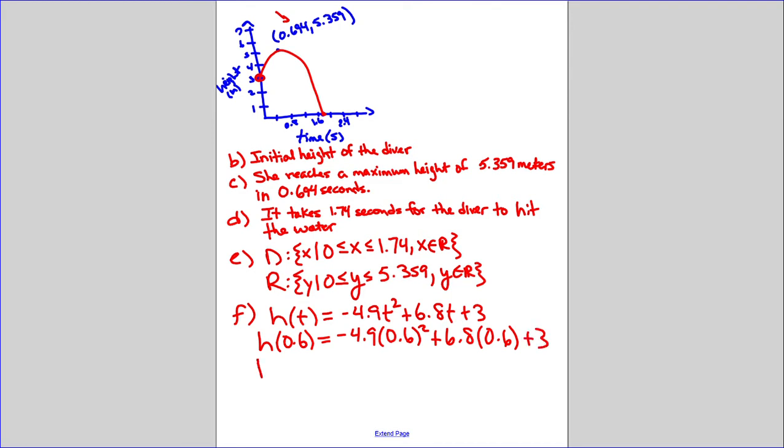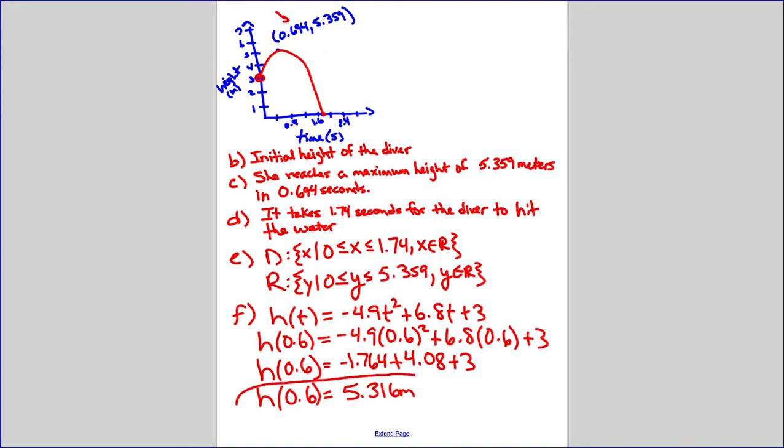and then I'm just solving for there. Okay, so h of 0.6 equals, this is going to be negative 1.764 plus 4.08 plus 3, which looks like at the end this is going to be 5.316 meters high. So I would say something like at 0.6 seconds the diver reaches a height of 5.316 meters.